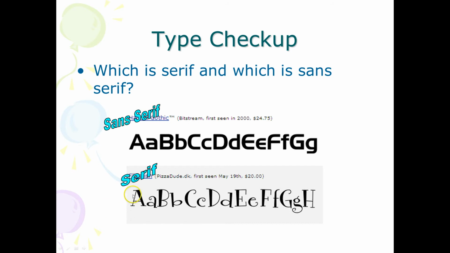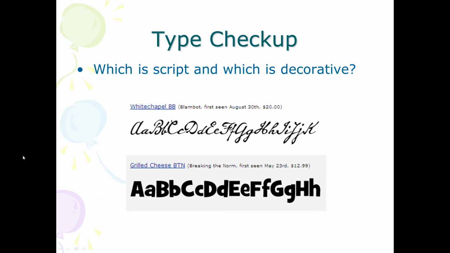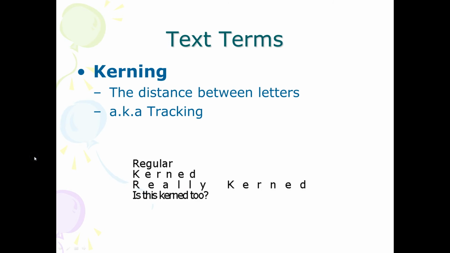And it would be the bottom one, because there are little dangly serifs and feet and pieces hanging off of the different letters. This one doesn't have those, so it would be sans serif. It is without serifs. There are no serifs to be found. Alright, so looking at these two, which would be decorative? Hopefully you answered the bottom one, grilled cheese, because it's kind of a fat, funky font. The top one is more cursive or handwritten, and so it would be a script font.